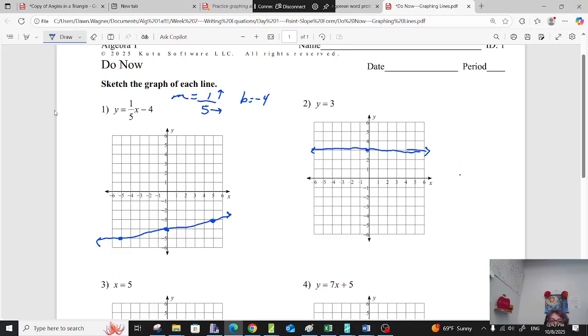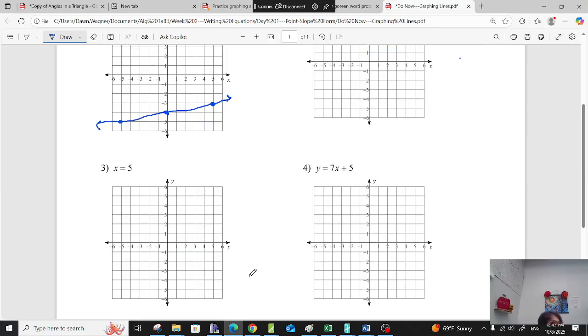And what about when I have x? Gemma, what do I do when I have x = 5? Is it going to be horizontal or vertical? Vertical. So do I go on the x and go to 5 and go up and down? So I'm going to go over to the x. And what is this called again? Vertical. Can you say that? Let me hear it. Well, there you go.